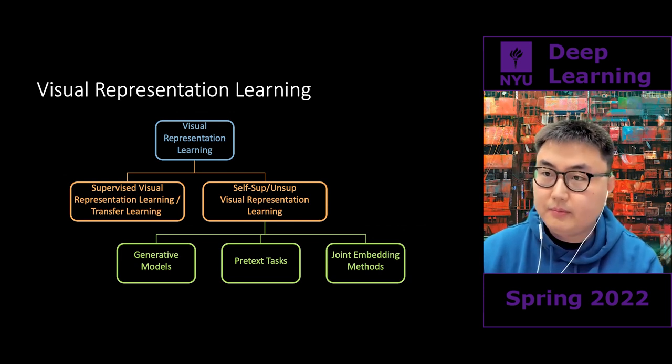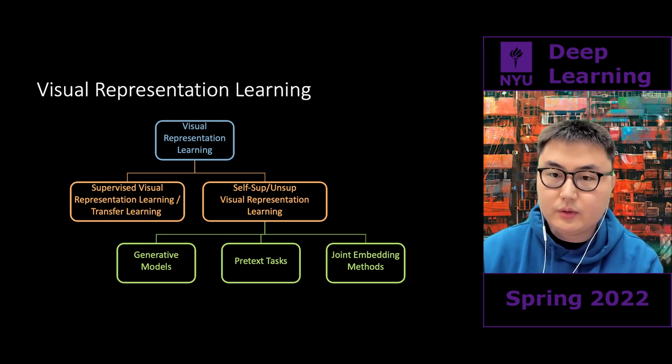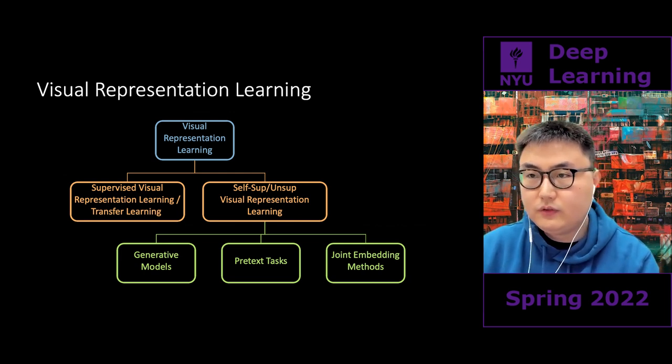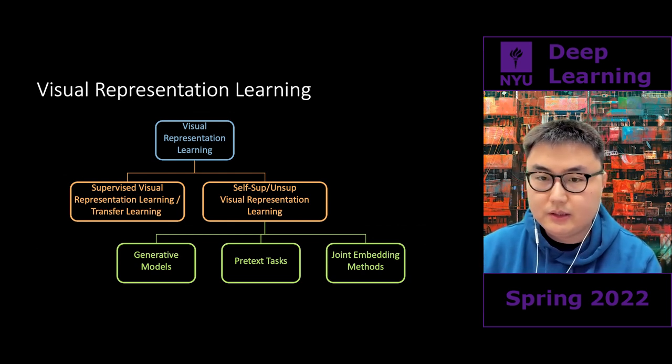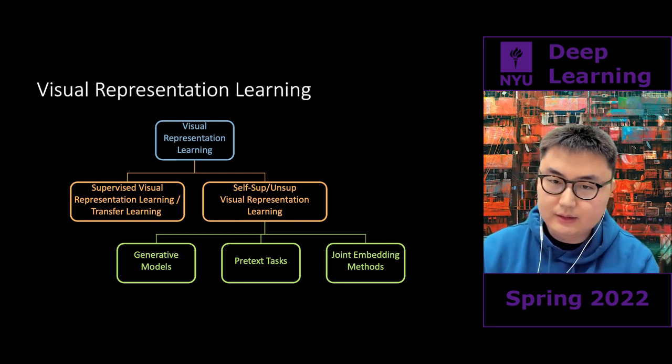So in general, there are two types of method you can do under visual representation learning. You can either do supervised or you can do self-supervised, unsupervised. In the case of supervised visual representation learning, a lot of people call it transfer learning. So basically you train your model on some supervised data set. Then you try to transfer to some out-of-distribution data set and check the performance. But today our focus will be on the self-supervised side.